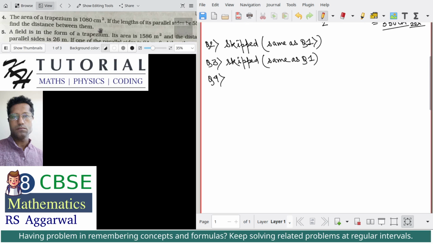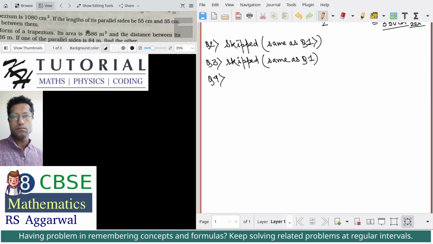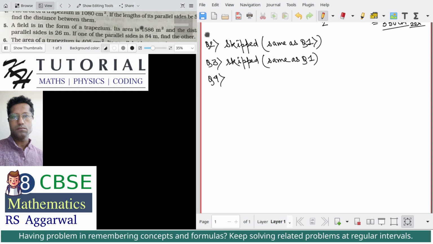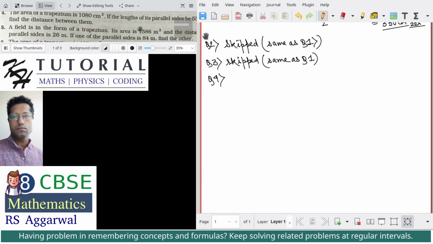It says the area of a trapezium is 1080 centimeter square. If the lengths of its parallel sides be 55 centimeter and 35 centimeter, find the distance between them. So again, it's also a pretty straightforward question. So we know that area will be equal to half multiplied by x plus y, where x and y are the length of the parallel sides and h is the height of the trapezium.